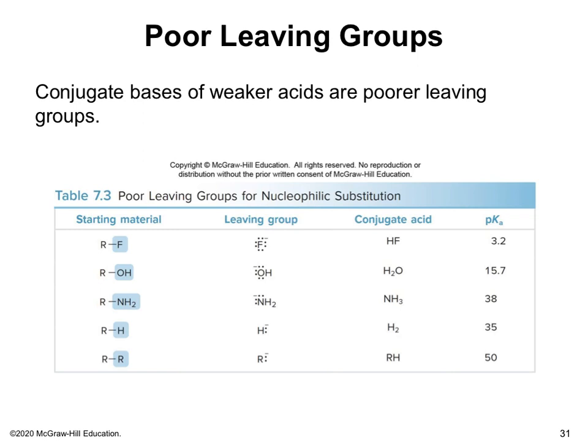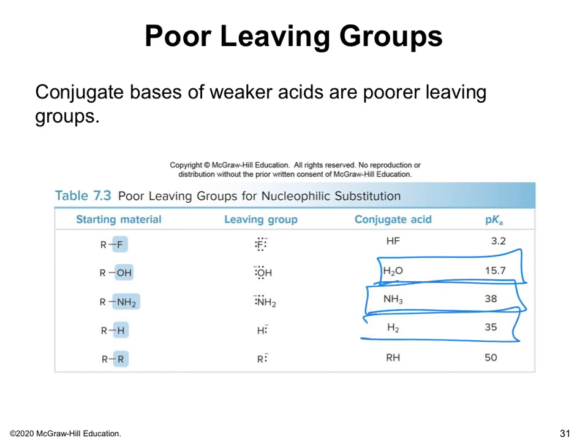Conjugate bases of weaker acids are poor leaving groups. So, well, it's even worse. So I guess your stronger acids are going to be better. Water's great. Ammonia's great. Hydrogen's great. Hydride is not, because it's a conjugate base. OH is a bad leaving group. NH2 has the negative charge. H minus. These are horrible leaving groups, okay? Just horrible leaving groups. Fluoride's a horrible leaving group.